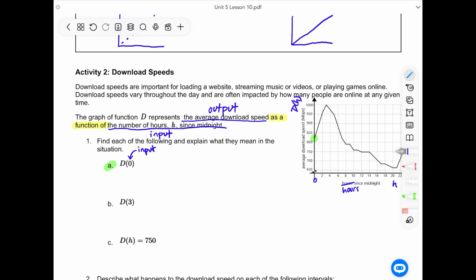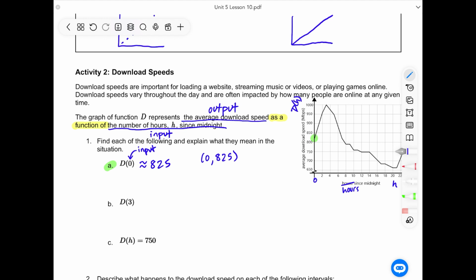Okay. So the point 0 for the hours since midnight as an input value looks like it's paired with a number right in between 800 and 850. I want to say that that's going to be about 825. Okay. So the point on the graph is (0, 825). And in function notation, we would say d of 0 equals 825, or approximately equal. If it's not exactly that, it looks really close to being right in the middle.